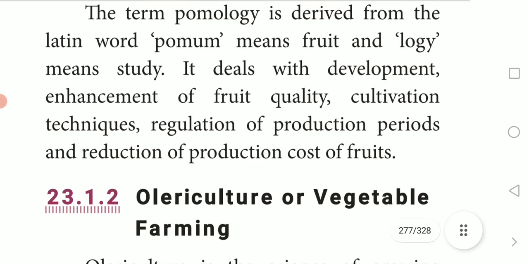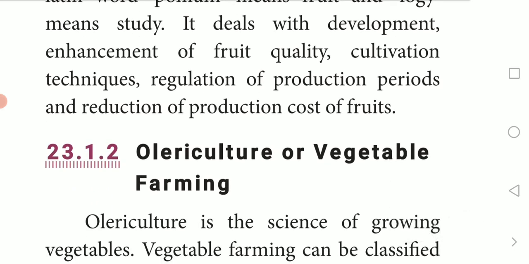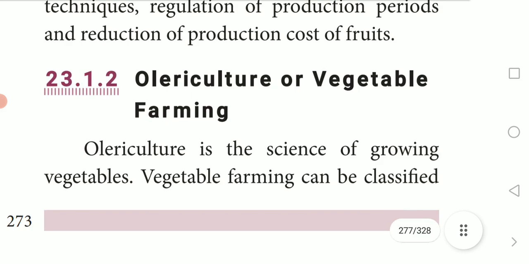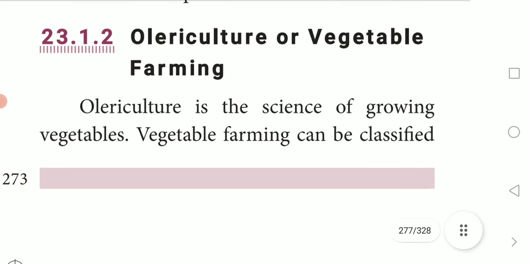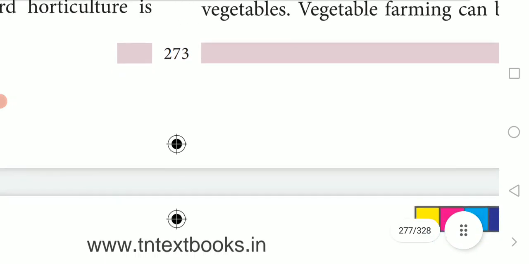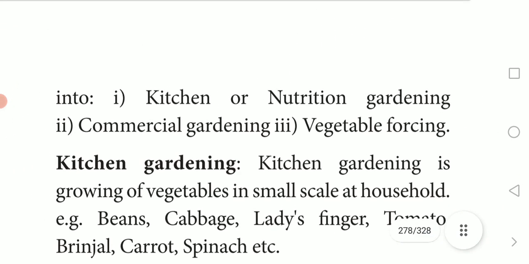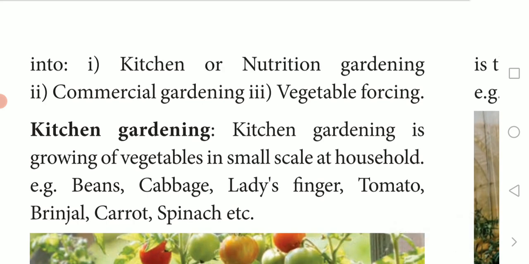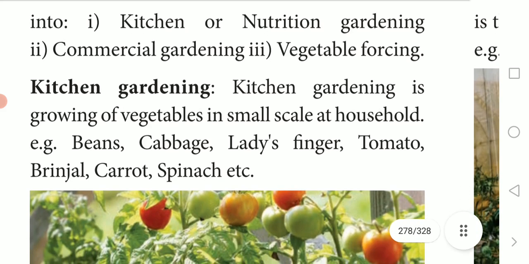The next type is olericulture, or vegetable farming. Olericulture is the science of growing vegetables. Vegetable farming can be classified into kitchen or nutrition gardening, commercial gardening, and vegetable forcing. We'll see them one by one.